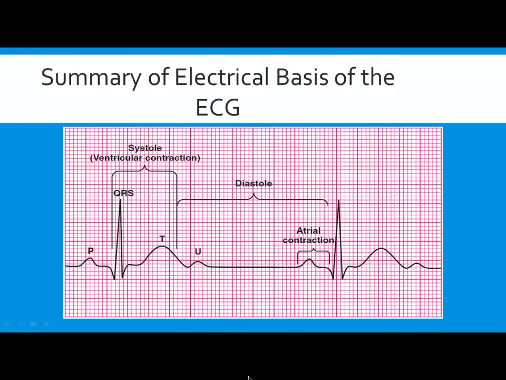If I start at the P wave, and I count small boxes, 1, 2, 3, 4, 5, 6, 6 times 0.04 is what? 0.24. So I've already noticed that that's not normal right there, because I'm expecting it to be 0.20.